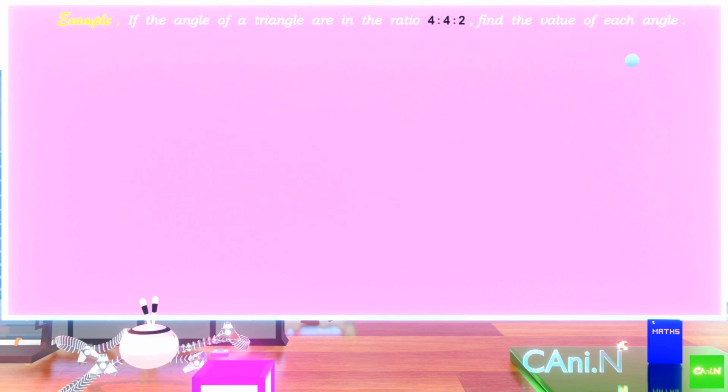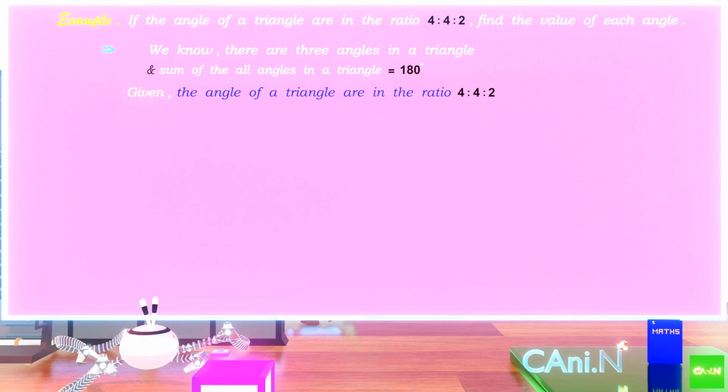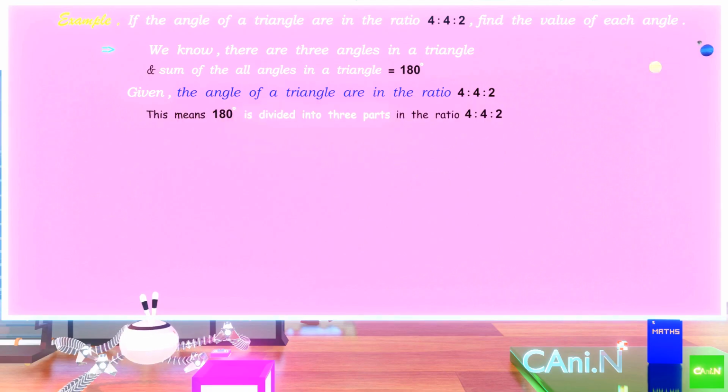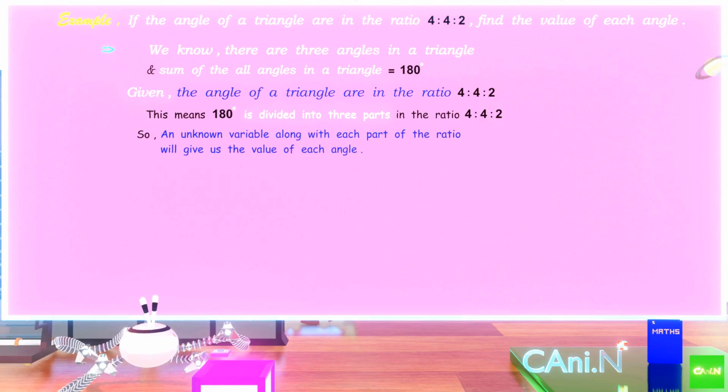Example. If the angles of a triangle are in the ratio 4:4:2, find the value of each angle. We know there are three angles in a triangle, and the sum of all the angles in a triangle is 180 degrees. Given, the angles of a triangle are in the ratio 4:4:2. This means 180 degrees is divided into three parts, in the ratio 4:4:2. So, an unknown variable along with each part of the ratio will give us the value of each angle. Let's term the unknown variable as x.